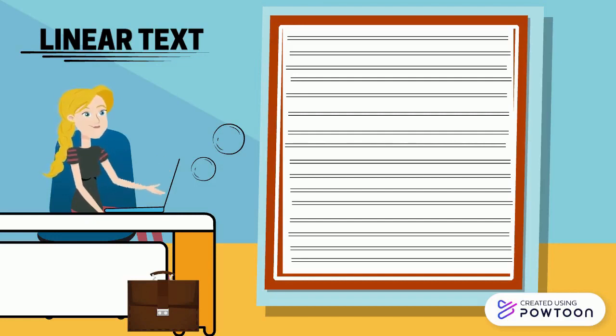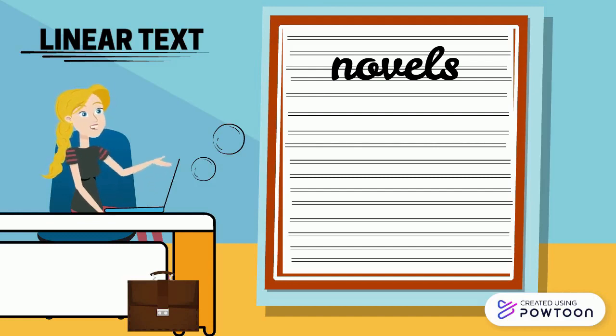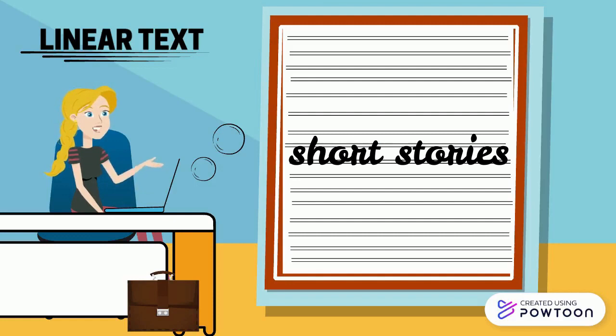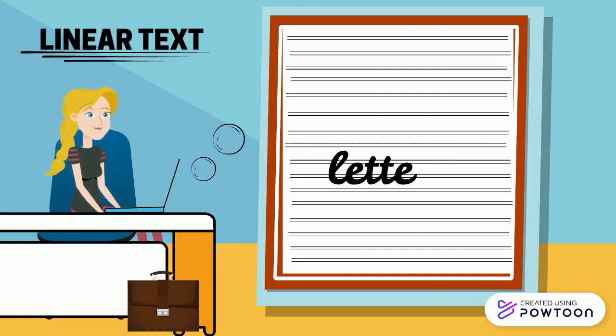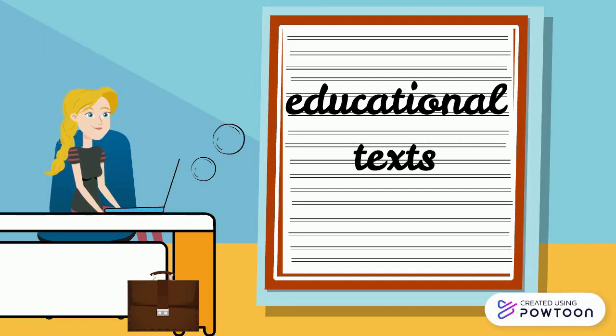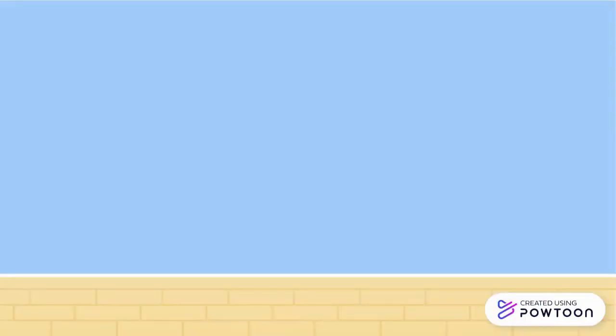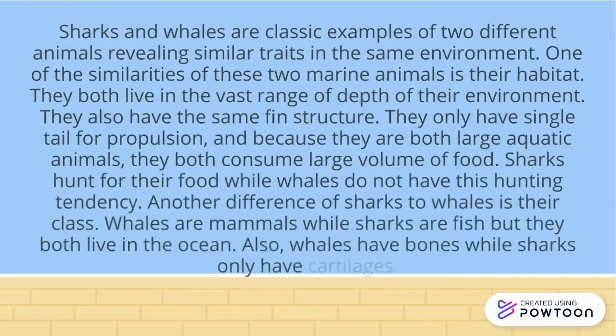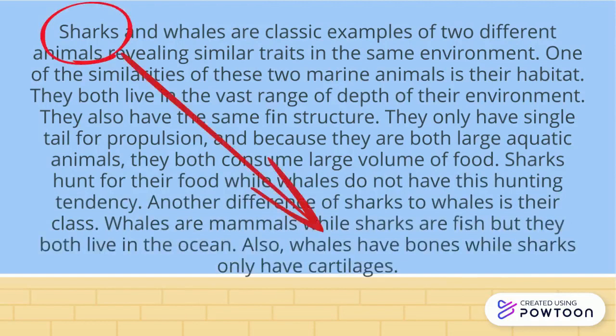The common examples of this type include novels, poems, short stories, letters, and educational texts. This is an example of an educational text which you need to read from beginning to end in order to make sense of its content.